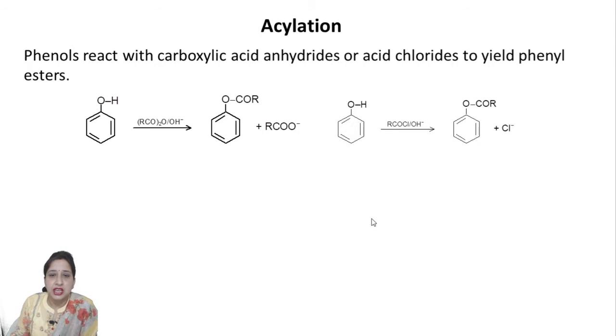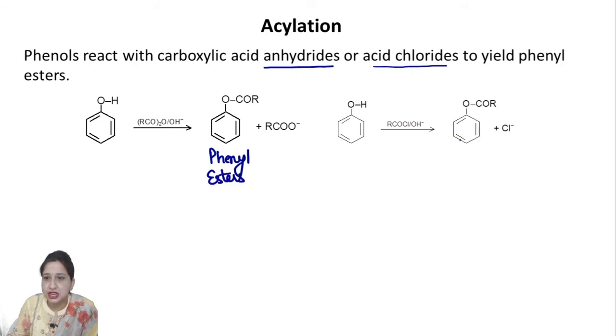Next is acylation reaction of phenols. Phenols can react with carboxylic acid anhydrides as well as acid chlorides to yield phenyl esters. So basically these are your phenyl esters. This is phenyl ester and this is also phenyl ester. So how are these formed? When phenol is treated with acid anhydride.